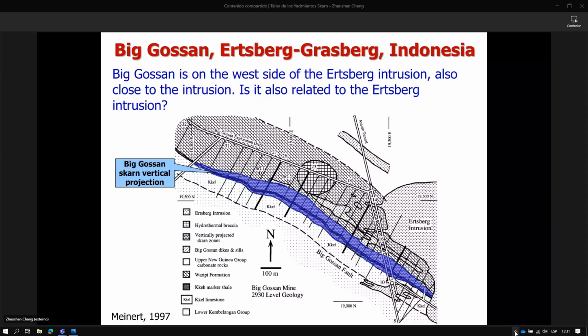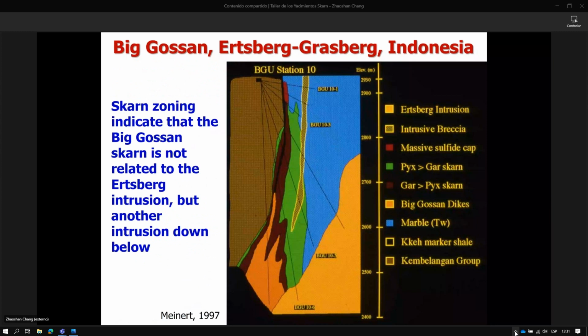But if you do your zoning pattern and do the mapping, it turns out this is more garnet than pyroxene, more pyroxene than garnet, more garnet than pyroxene, just using the two zones. The zoning pattern actually, as a shallow part, follows a structure. And if you go deeper, it turns out a skarn and an intrusion show up. This is the causative intrusion, right next to the Ertsberg intrusion. But this one is fully related to this intrusion and not related to the other. That's why we use zoning patterns, and sometimes that's how zoning patterns can help to figure out the causative intrusion.